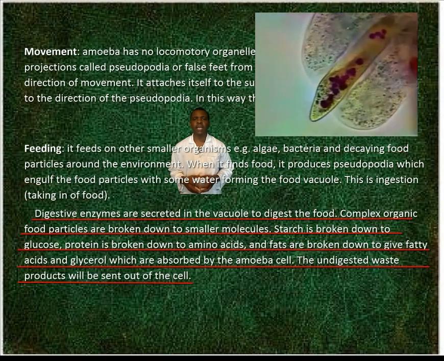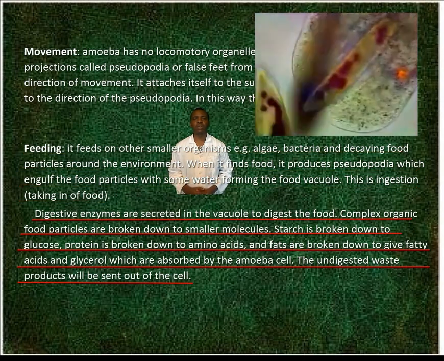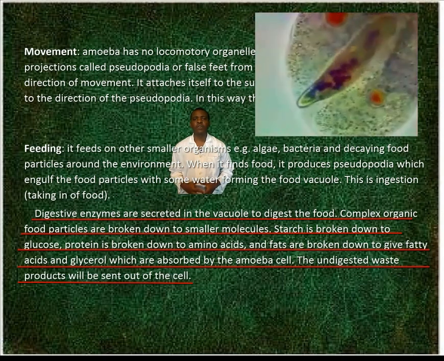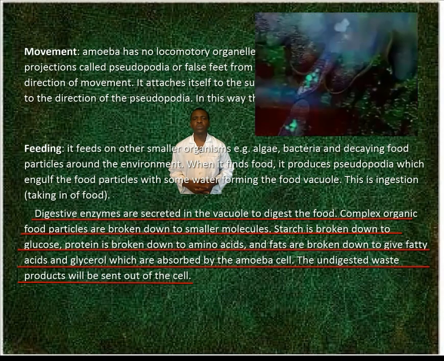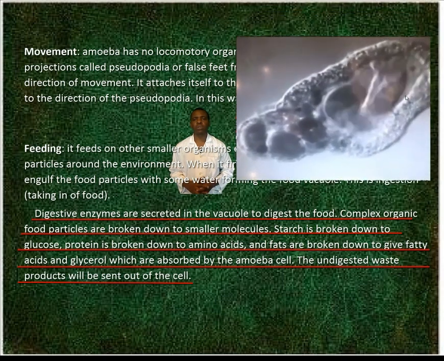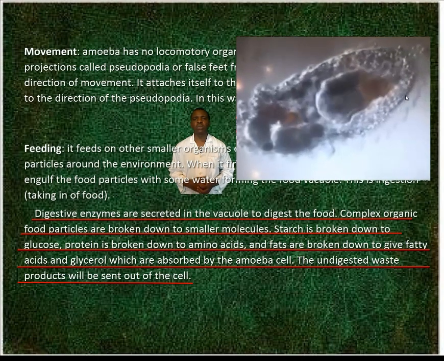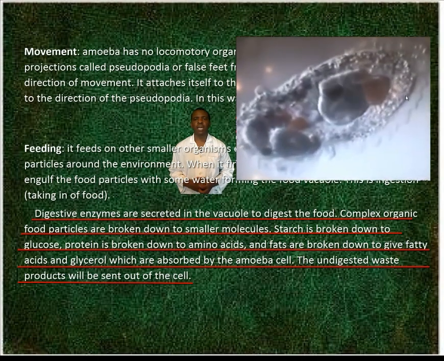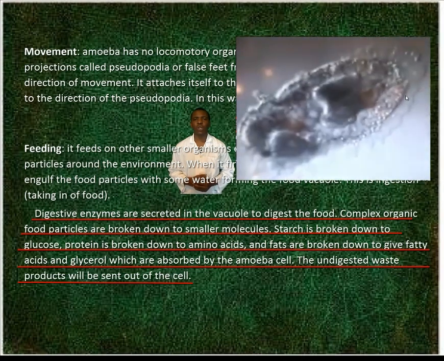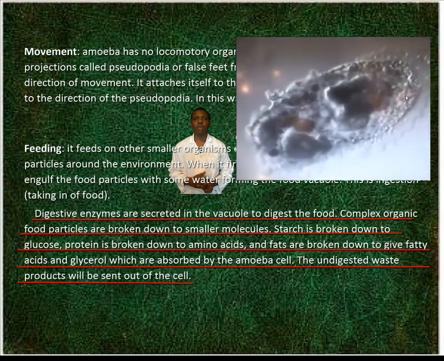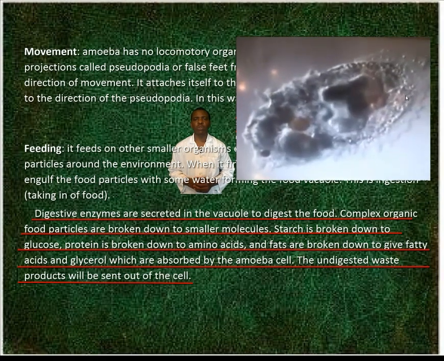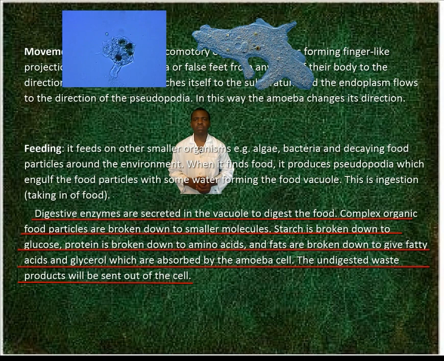Digestive enzymes are secreted in the vacuole to digest the food. Complex organic food particles are broken down to smaller molecules. Starch is broken down to glucose. Protein is broken down to amino acids. And fats are broken down to give fatty acids and glycerol, which are absorbed by the amoeba cell. The undigested waste products will be sent out of the cell.